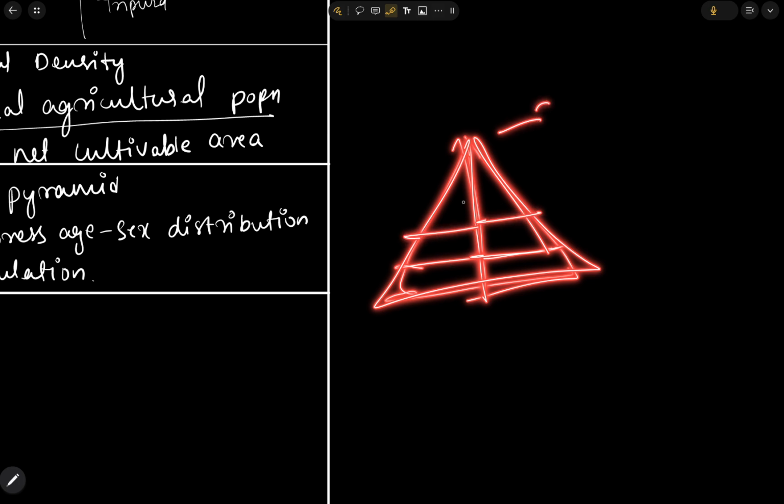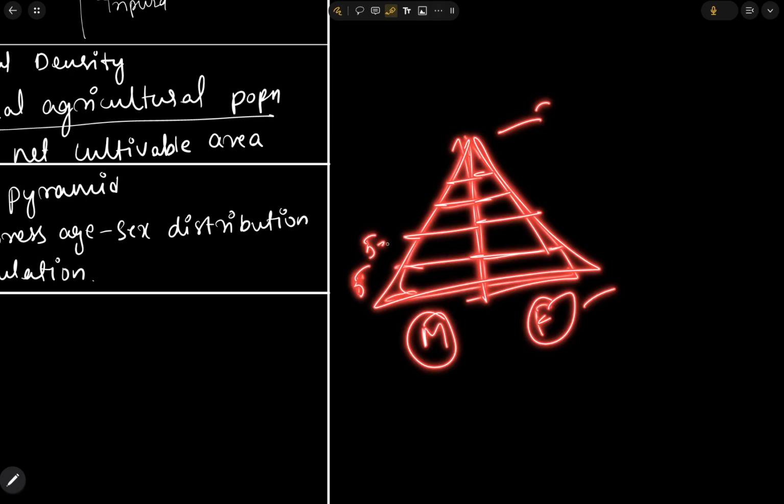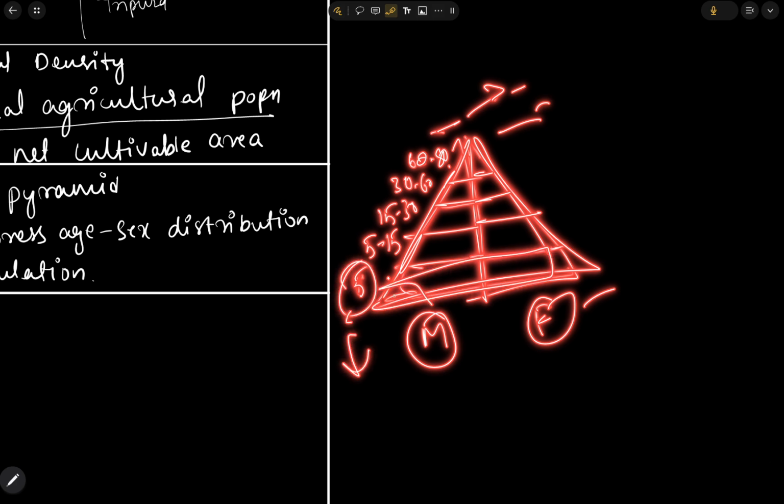That means, for example, it looks like this. Let's consider this as the male side and this as the female side. Here we have the age from 0 to 5. Here we consider 5 to 15, 15 to 30, 30 to 60, 60 to 80. So this is an example. Okay, so by this we can say that the young population of this nation is greater than the old population.